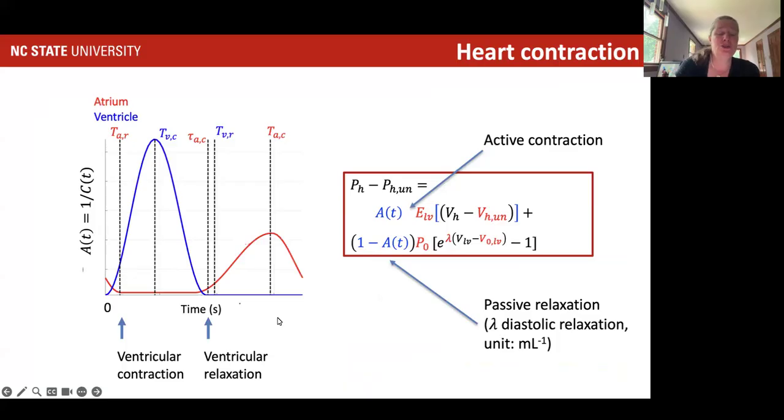And then finally, you impose functions that make the heart contract. We have a function for the ventricle and a function for the atria. One of the challenges here is to get the atria and the ventricle to beat at the right time. And then we use an activation function times the elastance times the volume minus the unstressed volume. It has an active component and a passive component.